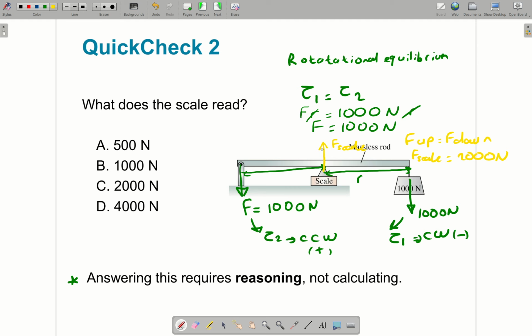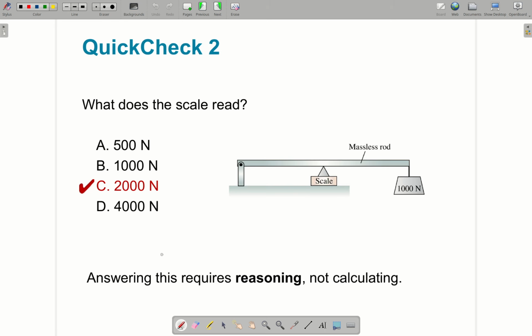A very important point here, which I actually drew on. I'm going to erase that, is that we assume the rod to be massless. If there was a mass of the rod, then F scale should also be holding that, so we would add that in here. But it's massless. This is important here. So I'll put F scale on this side. It's a simple question, but we can do a lot by thinking about it more. Alright, 2,000 Newton is the force on the scale, or what the scale reads.